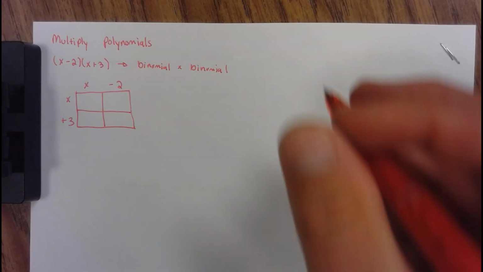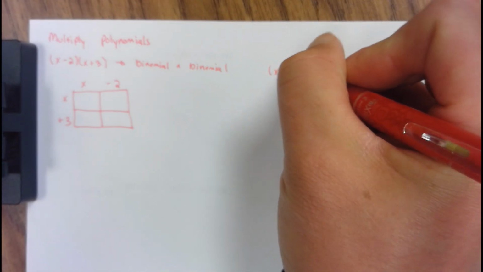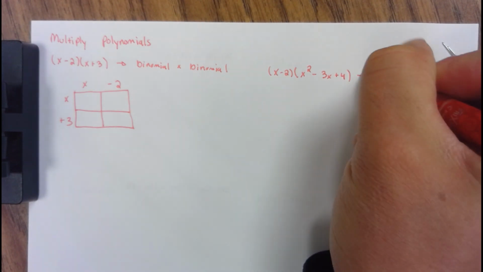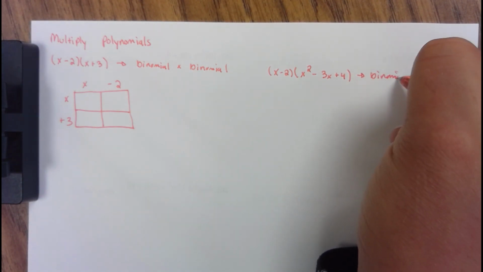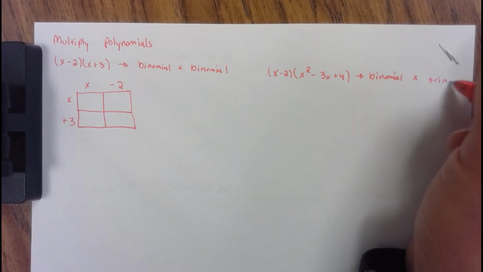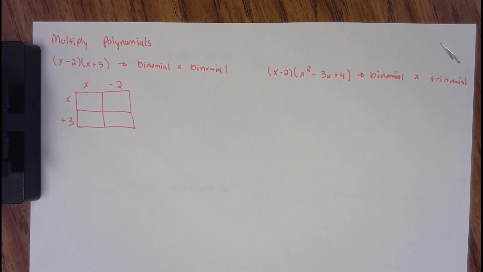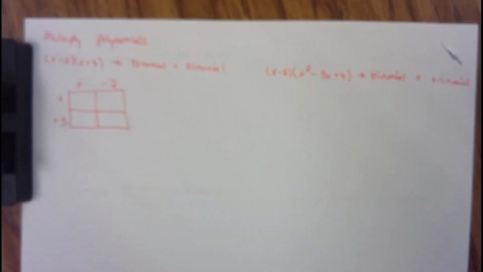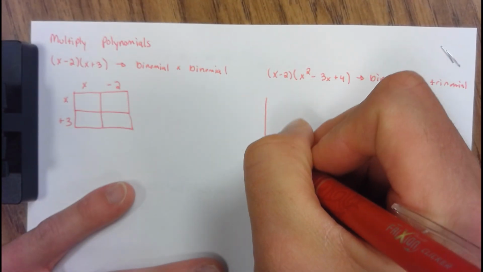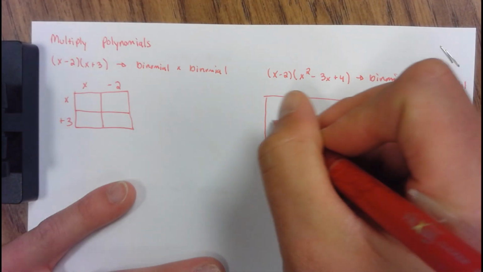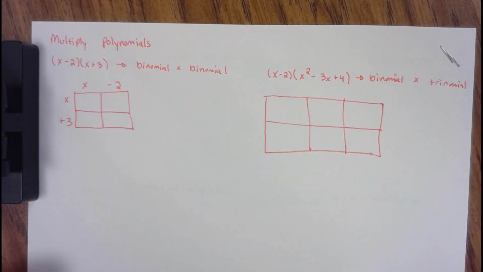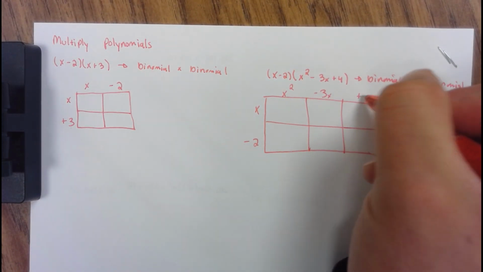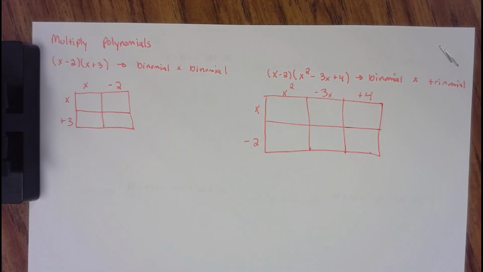We also talked about multiplying a binomial times a trinomial. When we have a binomial times a trinomial, that just changed the number of boxes that we have, right? Because now I have two things being multiplied by three things. So your setup is a little bit different. So now I'd have x minus 2, x squared minus 3x plus 4. I can multiply to get all the insides from there.